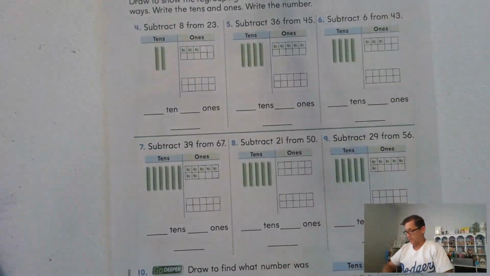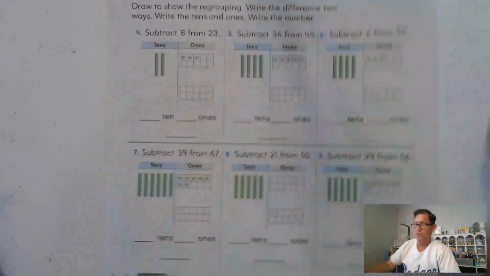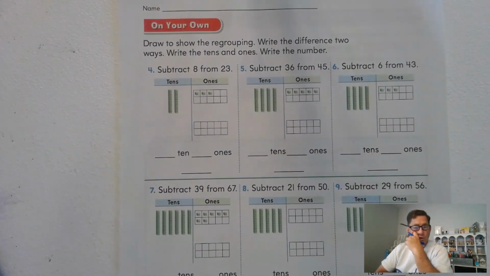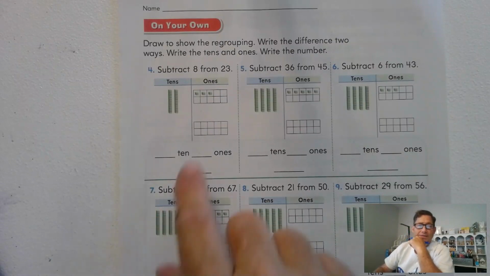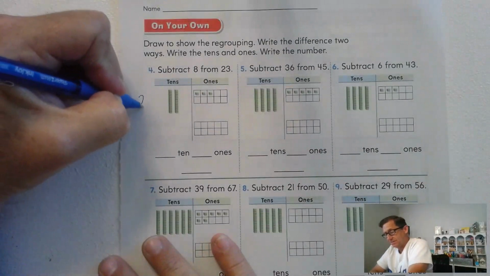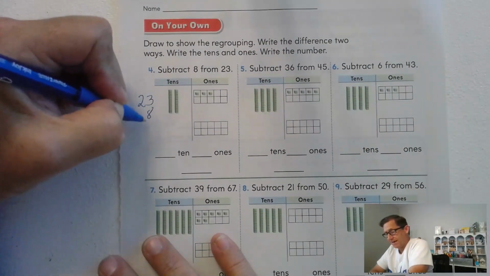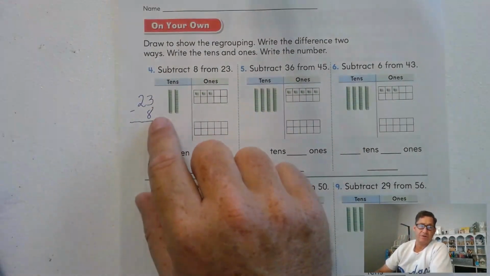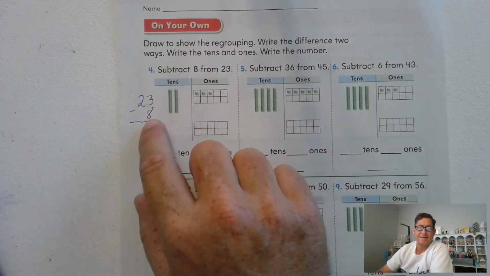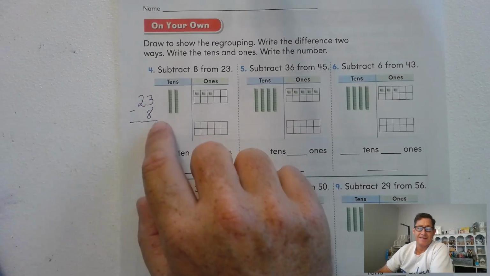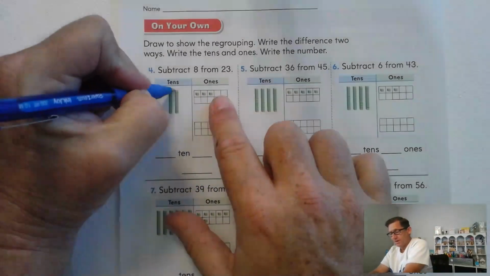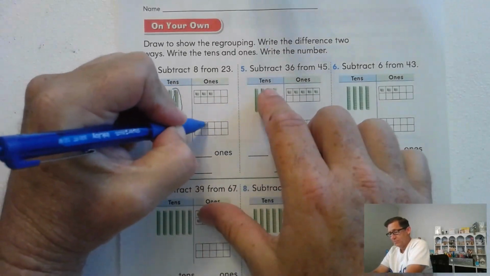Let's look at page 239. So draw to show the regrouping. Write the difference 2 ways and write the tens and the ones. All right, so we have 23 and we need to subtract 8. 23 minus 8. Again, we look at this. I have 3 and I have to take away 8. Well, I only have 3. I can't take away 8. So I'm going to trade one of these tens for 10 ones.